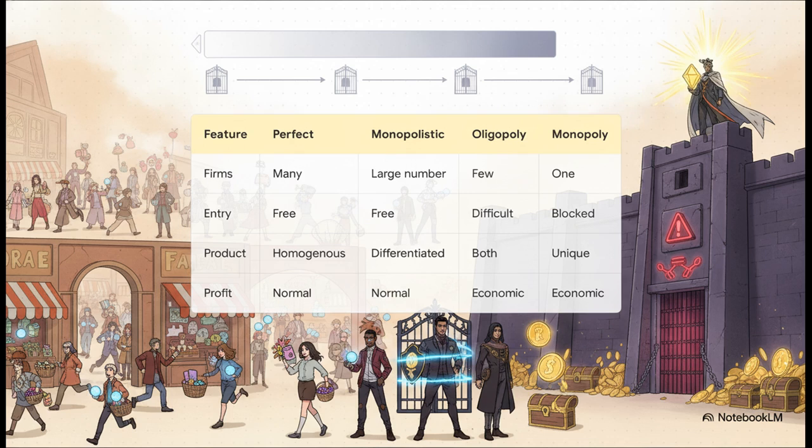And the biggest takeaway? Only oligopolies and monopolies, the markets protected by those difficult or blocked walls, are capable of securing long-term economic or positive profits. Seriously, take a mental snapshot of this matrix. If you truly understand how these variables shift, you can confidently answer almost any multiple choice or short answer question the examiners throw at you.